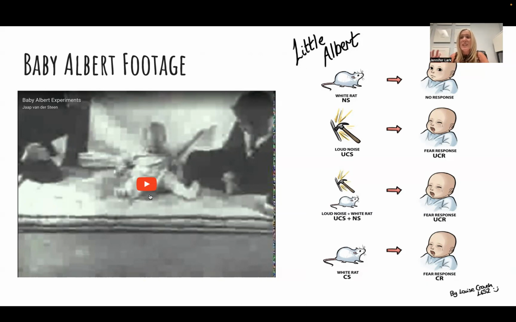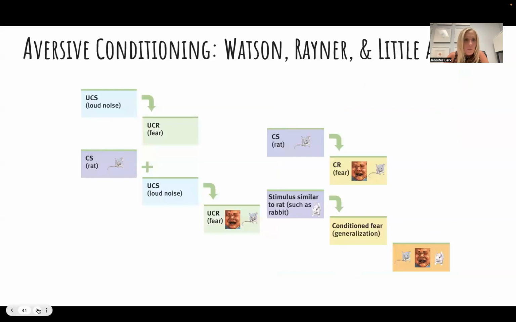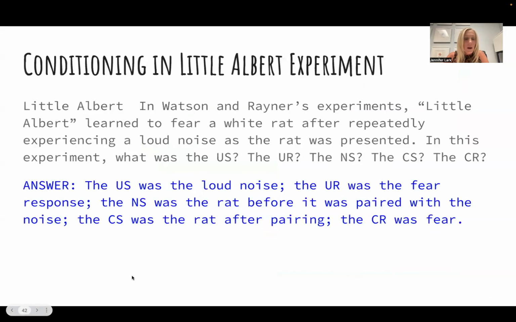And the baby is now terrified of both things simultaneously, so that eventually, when he just presents the rat alone, the baby is now freaked out beyond belief of rats. And eventually he gets scared of other white furry objects as well, because his fear generalizes. So when it comes to something like the Albert experiment or Pavlov's dog experiment, here's a really classic example of a question that you would see on the AP exam itself and likely on our unit exam as well.